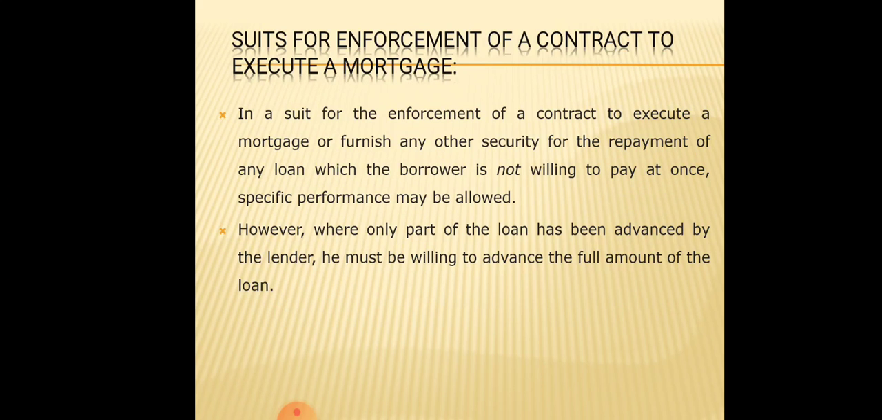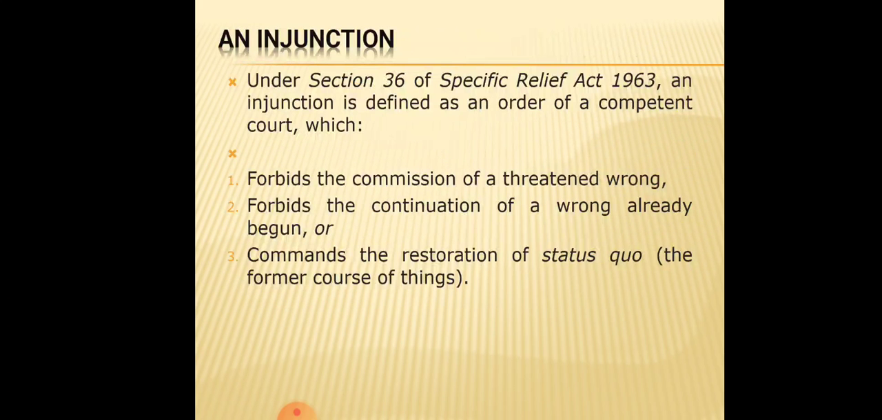Now we'll talk about a suit for enforcement of a contract to execute a mortgage. In a suit for the enforcement of a contract to execute a mortgage or furnish any other security for the repayment of any loan which the borrower is not willing to pay at once, specific performance may be allowed. So here specific performance may be the remedy. However, where only part of the loan has been advanced by the lender, he must be willing to advance the full amount of the loan. So he should be ready and willing to perform his own part.